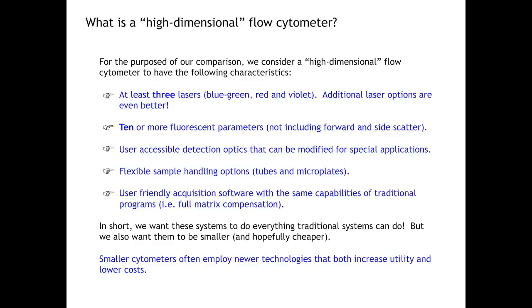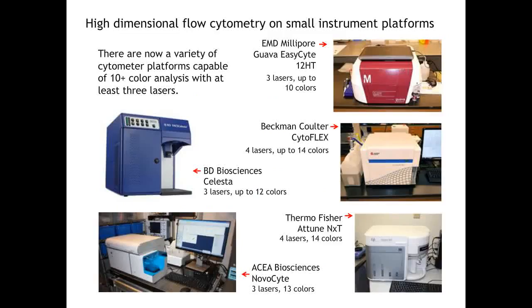We, of course, want the software to be user-friendly and to do things like full matrix compensation. In short, we want these systems to do everything that the traditional machines can do, but we want it to be smaller and hopefully cheaper. And by employing newer technologies, this is now very possible.